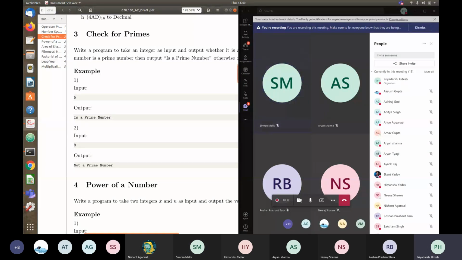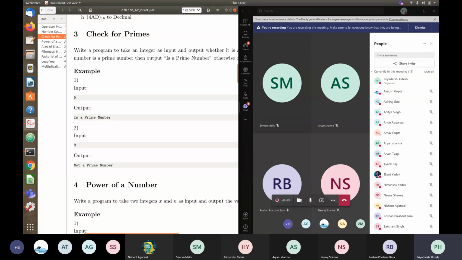So when I told you to check if a number is prime or not, what is the basic definition of a prime number? A number which is divisible by itself and 1. Okay. So if I have to check whether 5 is a prime number or not, what will I do? I will check by dividing it by 2. It is not divisible by 2. It is not divisible by 3. It is not divisible by 4. So obviously it is only divisible by 1 and 5. So that will make 5 a prime number.